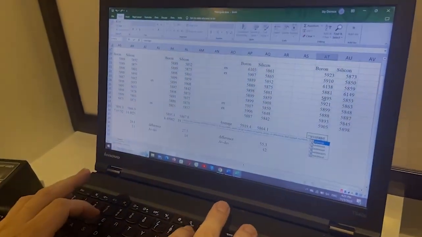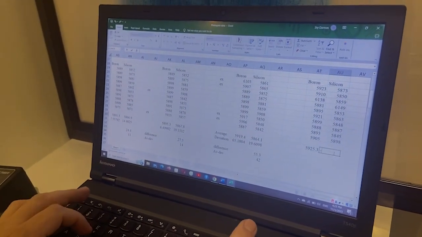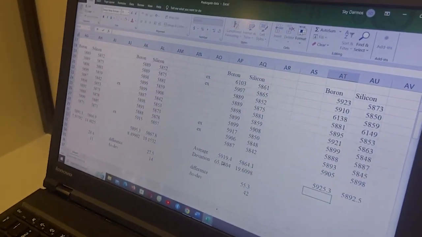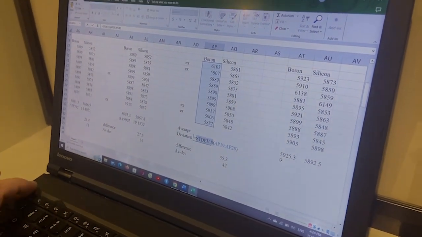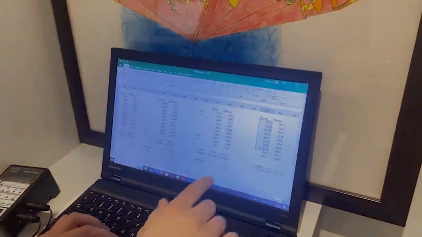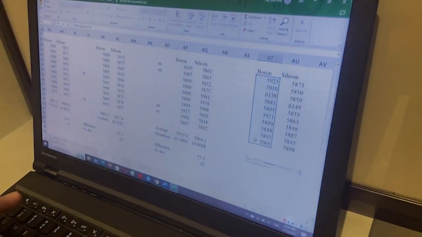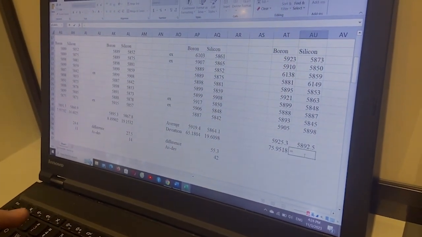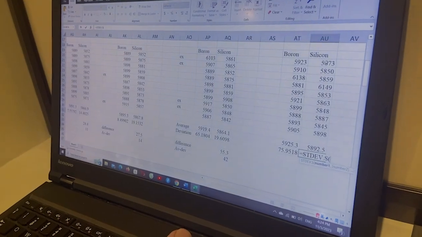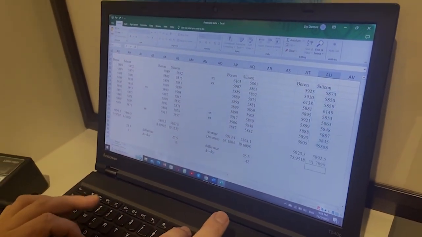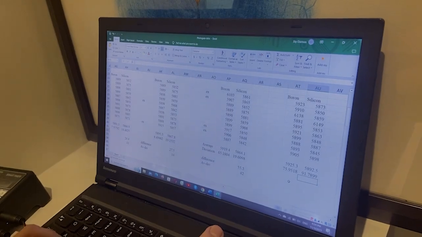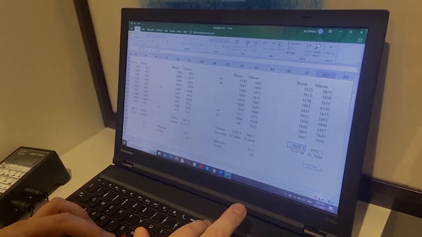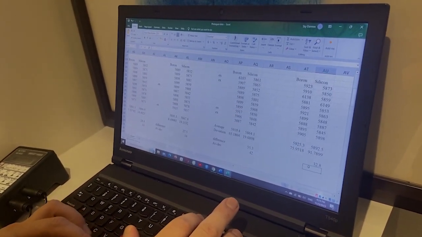Average. Deviation. We have this very irregular one here, so the standard deviation is quite large, but we could delete it. It's a very large standard deviation. So the difference is this minus this.